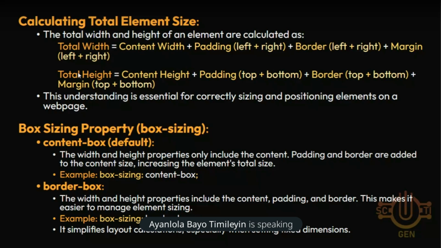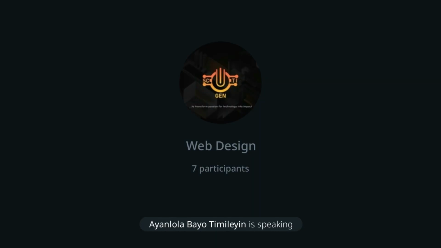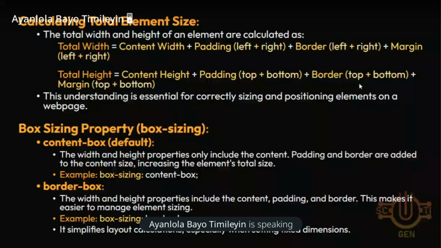All right. And then for the total height, you have the content height plus padding top and bottom, plus border top and bottom, right? Because height obviously is the vertical axis. And then lastly, the margin top and bottom. This will generate the total height of the element. So this understanding is essential for correctly sizing and positioning elements on a web page.